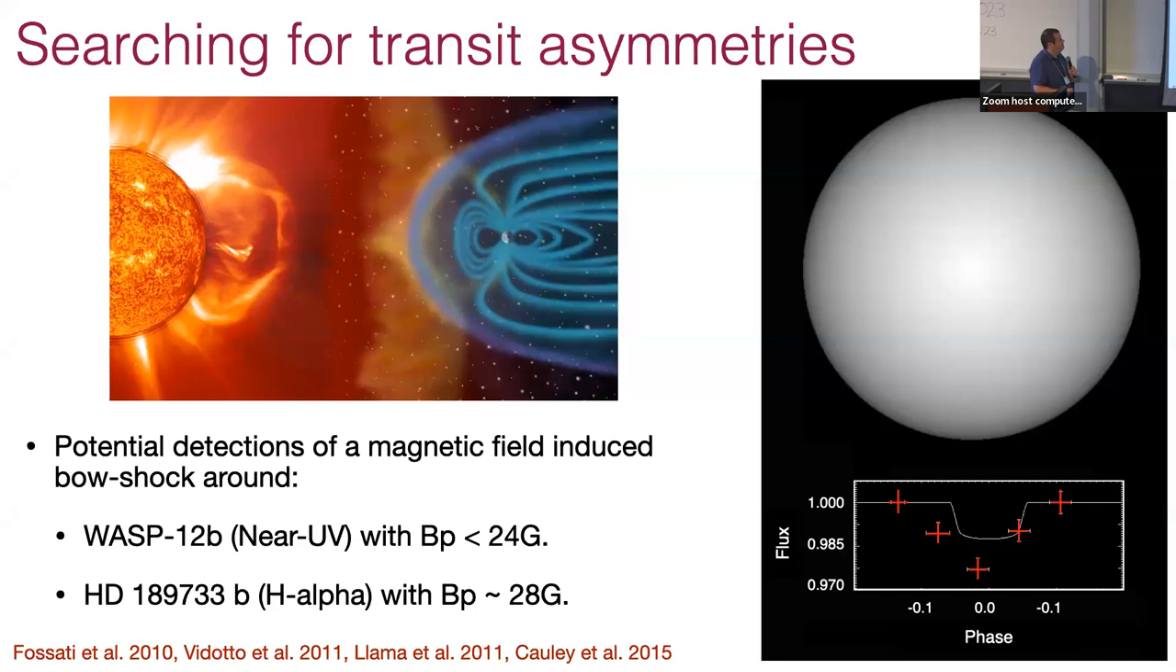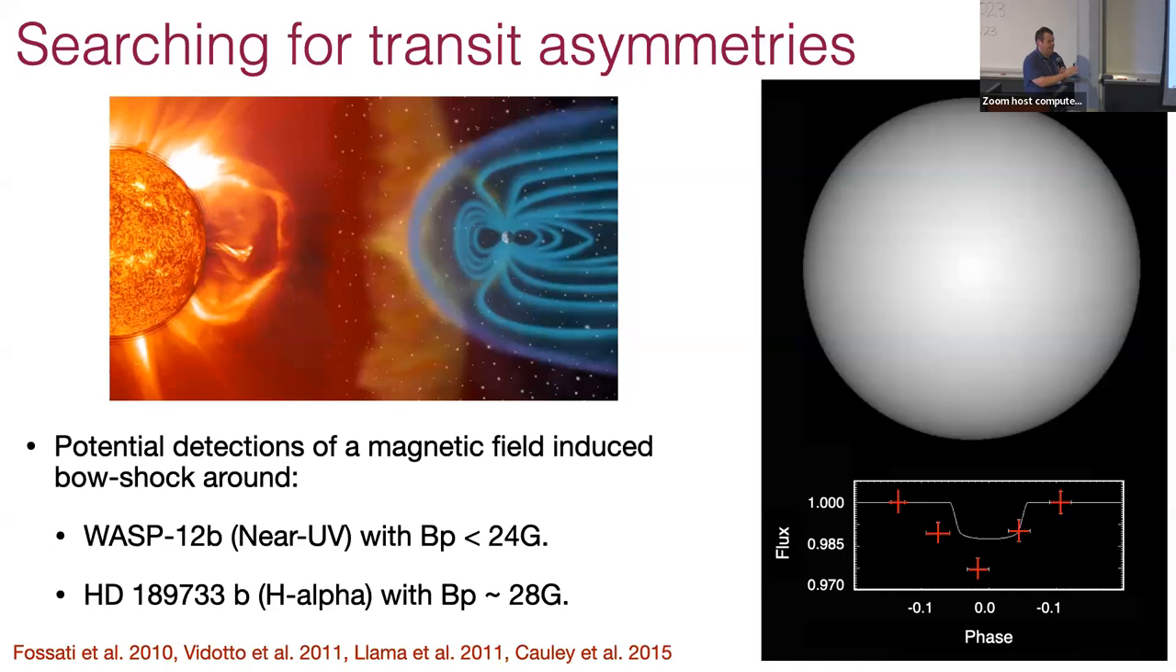magnetosphere of the planet. And so on the right here, you can see the optical light curve of WASP-12b in white, and overplotted in red are some HST magnesium 2 line. These are near ultraviolet observations of the system. And what you see is the transit is much deeper in the ultraviolet, but it also begins earlier than the optical light curve, but it ends simultaneously with the optical.